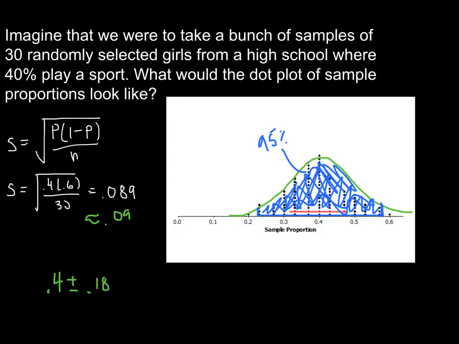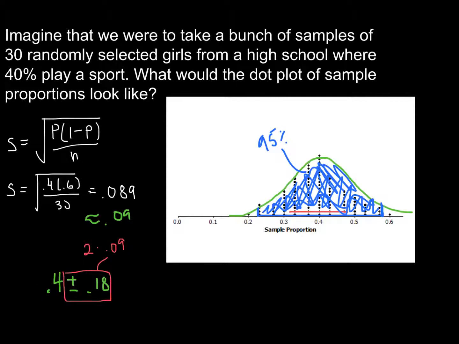Now this piece in particular, this plus or minus 2 standard deviations, right? Where did I get this from? I did 2 times 0.09, which is a standard deviation. And so if I were to pick a random one of these sample proportions, I would be 95% confident that it is within 0.18 of 0.4.